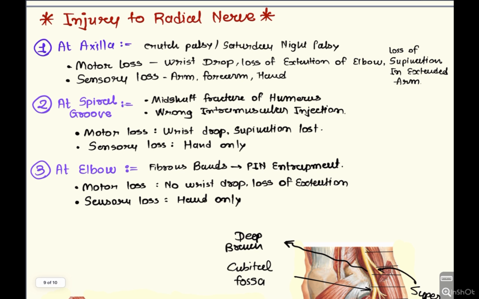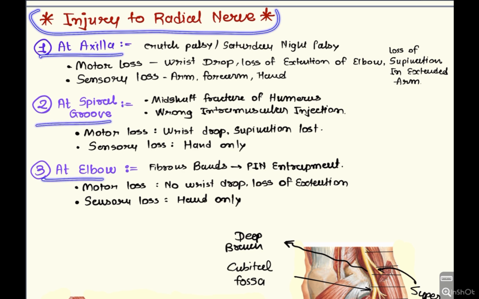Now if I have injury at the elbow, what will happen? The most common cause is the fibrous band at the elbow in the cubital fossa. So there is posterior interosseous nerve entrapment. So let's see what are the motor loss. So there is no wrist drop, but due to paralysis of some muscles of the back of forearm, there will be loss of extension to some extent, okay? So this is the motor loss if I have injury at the elbow. The sensory loss is related with hand only because of superficial branch of radial nerve, right? So these are the injury to the radial nerve and its three causes, okay?